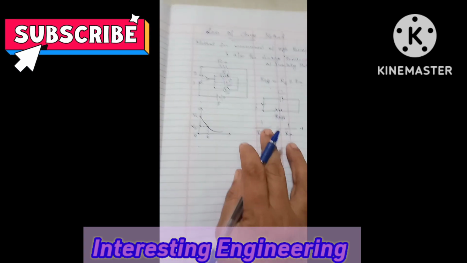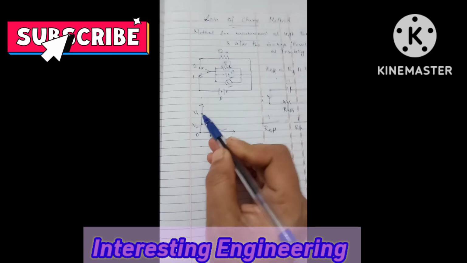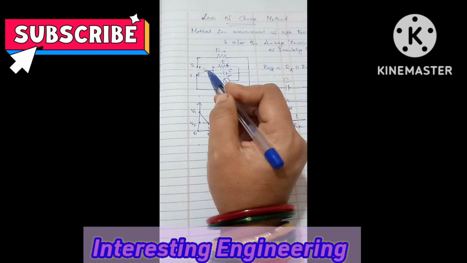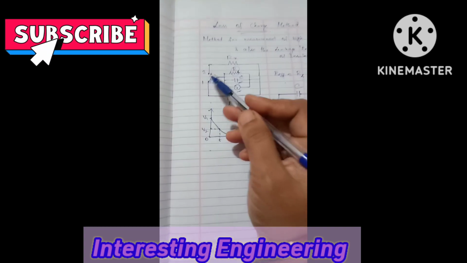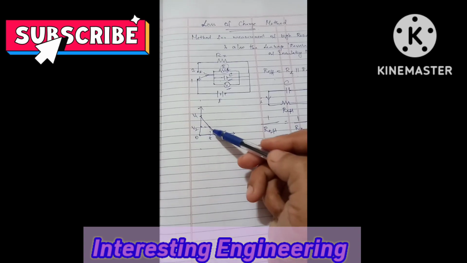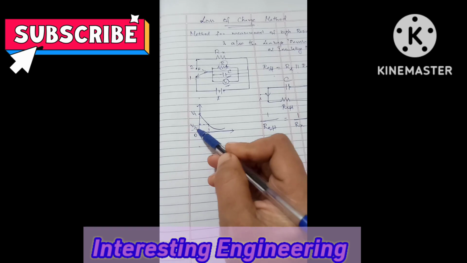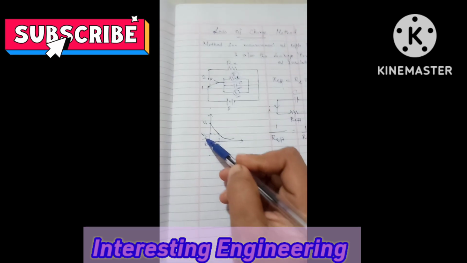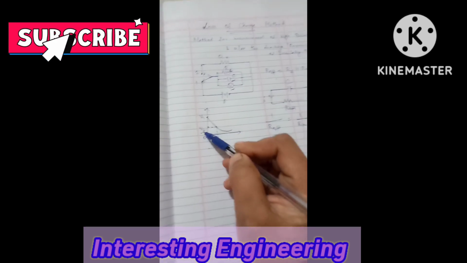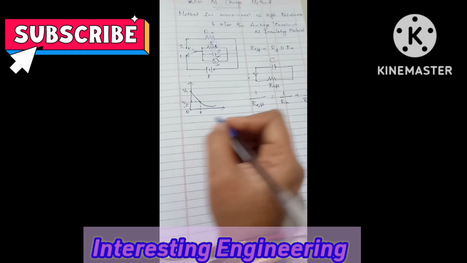Let's derive the equation. When the switch is at position 1, the voltage is V1, and when the switch changes to position 2, the voltage gradually reduces. After a certain time duration, when we measure the voltage, it will be some lesser value compared to the value we measured. Based on this, let's derive the equation for R effective.